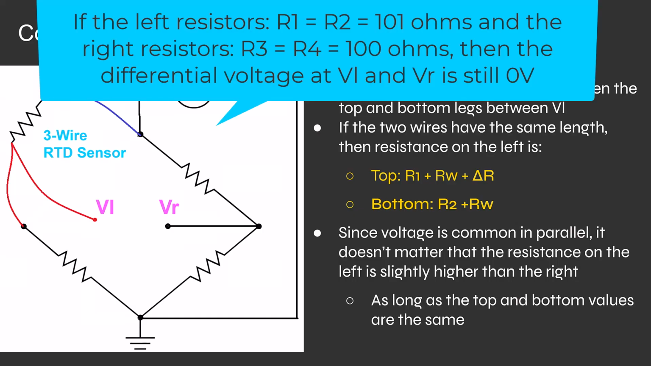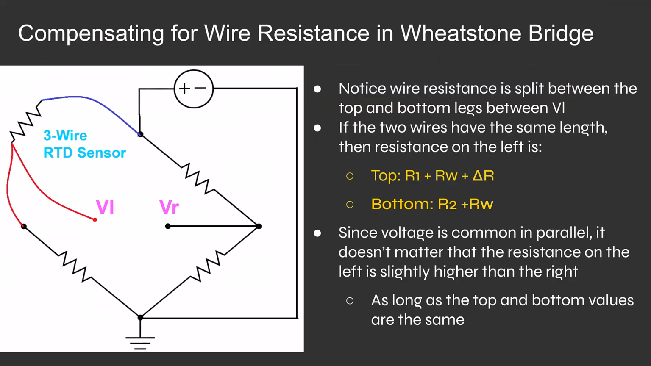That resistance might be different than the right leg, but remember how voltage acts in parallel. So if the resistors in the right leg are equal, we're still going to get the same voltage drop in the middle if all resistances on one leg and the resistance on the other leg are equal. You'll just have a little different current flow through each one. So if you remember our equation from the previous slide, this really doesn't affect it, adding a little bit of resistance to the left side, as long as that resistance is equal between the top and bottom resistances. Right? So this is a way we can use a 3-wire RTD sensor with a Wheatstone bridge to cancel out that wiring resistance effect.